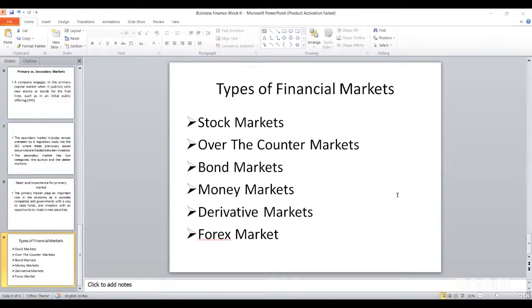So these are some of the types of your financial market: stock market, over the counter market, bond market, money market, derivative market, and next is your foreign exchange market. After this, we have the functions of your financial market. You have nearly 4 functions of it that we'll discuss in our next class. Any doubts in today's class?